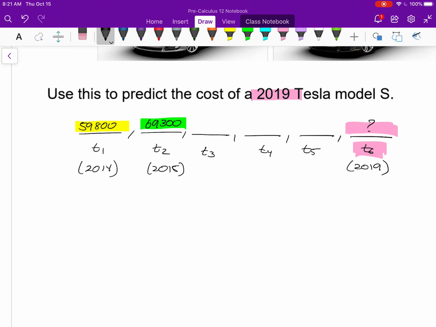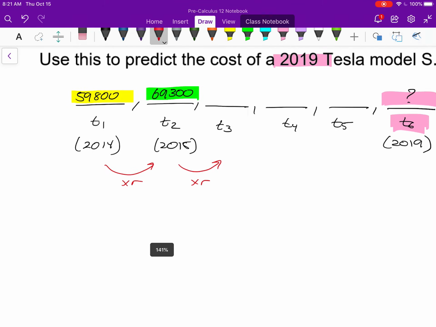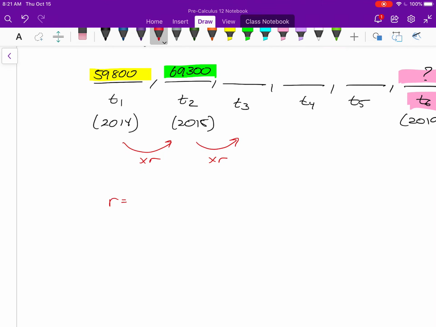If I want to find the sixth term, I need to first find the common ratio. So what's the common ratio for all of these? Well, I need to look at two terms, which I have. The idea is, 59,800 times what equals 69,300? I don't know, but I can figure it out quickly by going 69,300 divided by 59,800. Go to a calculator, you get about 1.16.